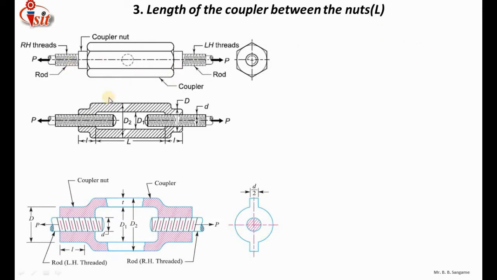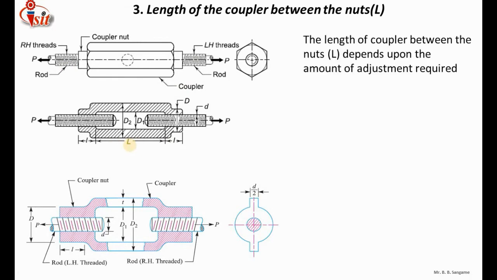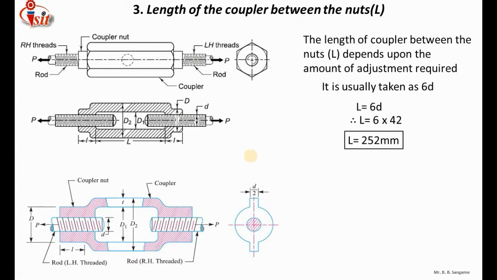Next is the length of the coupler nut between the nuts. These are the two nuts between which the length of the coupler, capital L, can be calculated by using the empirical relation L is equal to 6d. So the length of the coupler will be taken as 6 times the nominal diameter of the rod. It is 252 mm, as per the calculation.